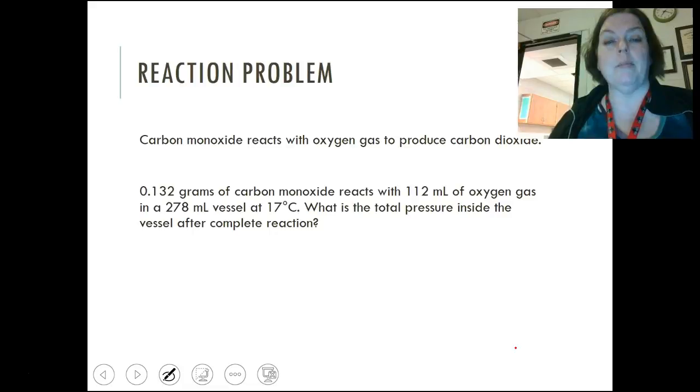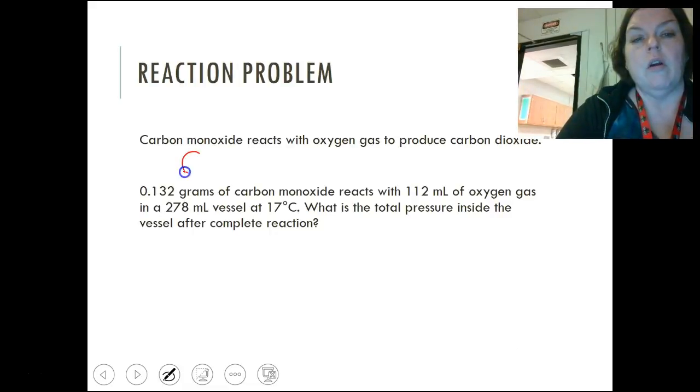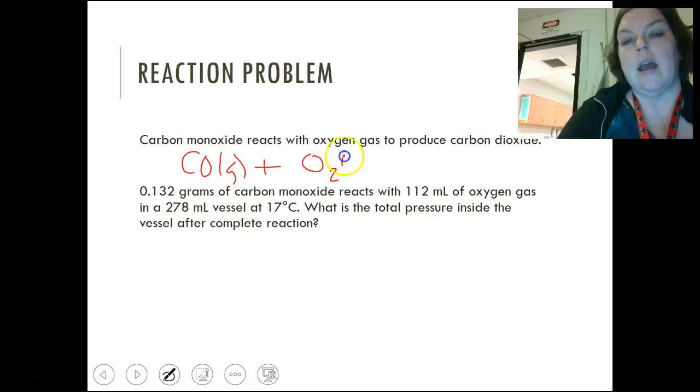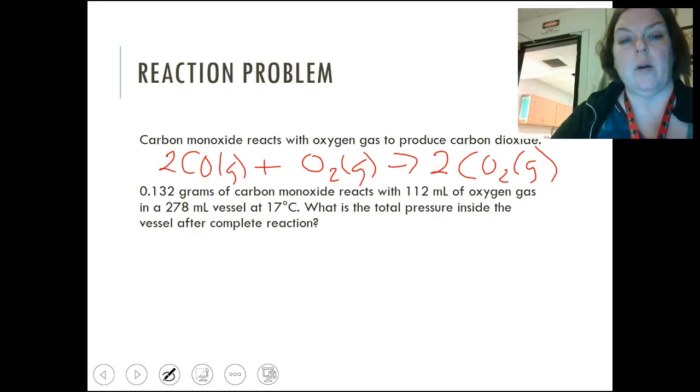So let's look at a problem. This problem has a slight complication, so I want to show you. We have CO gas reacting with O2 gas to produce CO2 gas. All three of them are gases, okay? To balance it, let's see, 1, that's good, 3, okay, so that's not good. So let's double that. There we go, balanced equation.